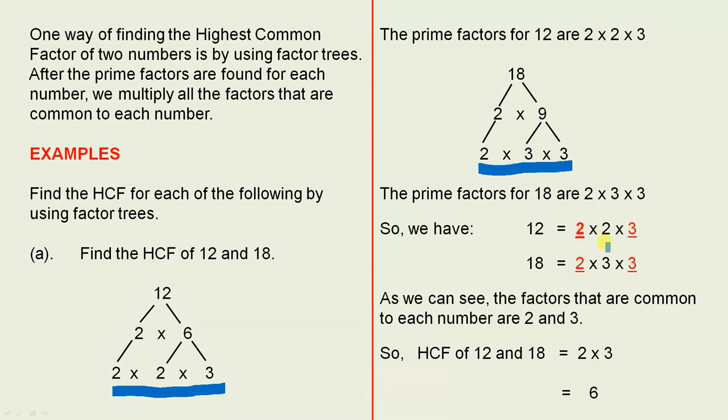See, because they have partners. That's very important. So as we can see, the factors that are common to each number are 2 and 3. So the HCF of 12 and 18 will be 2 times 3, and that will give us 6. In other words, the highest number that divides into both 12 and 18 is 6.